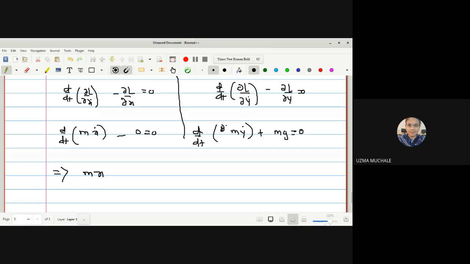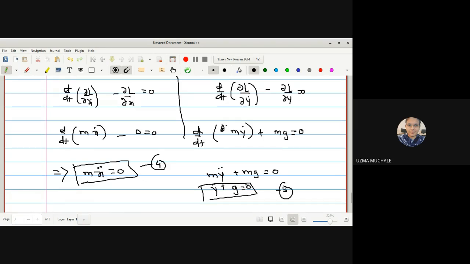So here I can write this as m x double dot is equal to 0. Here I can write this as m y double dot plus m g equal to 0. Mass is a non-zero term, so I can cancel it out and write y double dot plus g equal to 0. So we get the equations, equation 4 and 5.